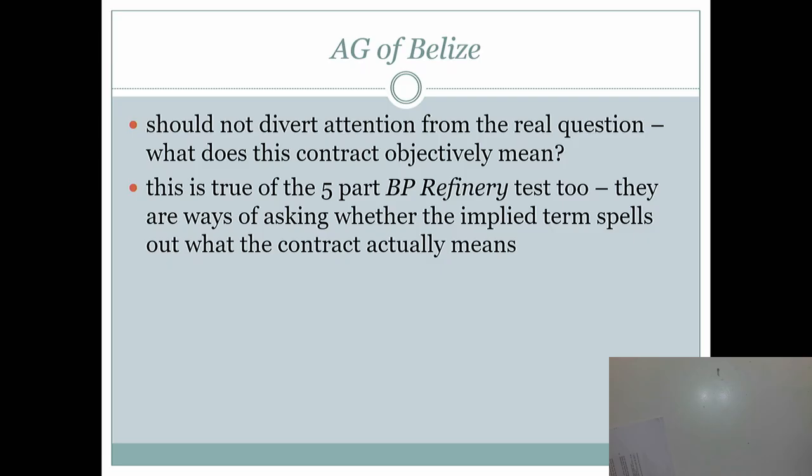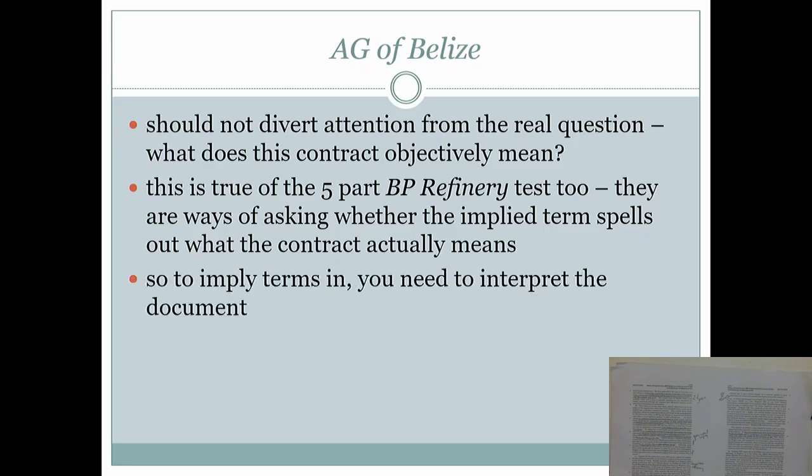The BP refinery test, remember that was the five-part test. It must be reasonable and equitable, must be necessary to give business efficacy, it must be obvious, so obvious that it goes without saying, it must be capable of clear expression, and must not contradict any express term of the contract. All of these are merely ways of asking whether the implied term spells out what the contract actually means.